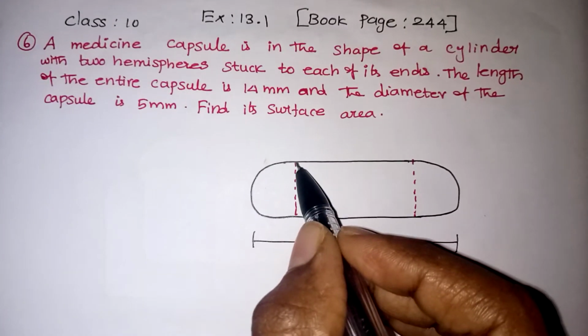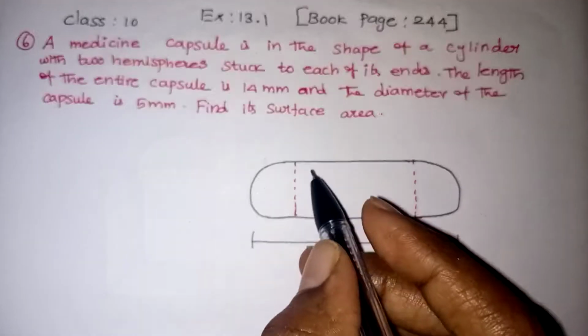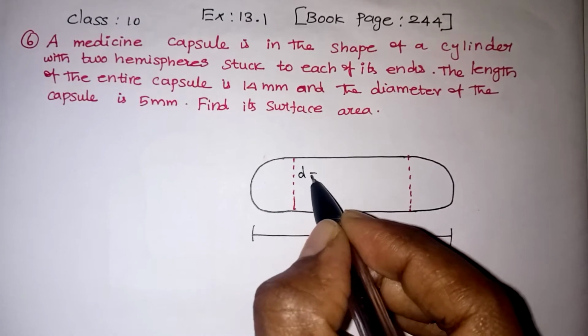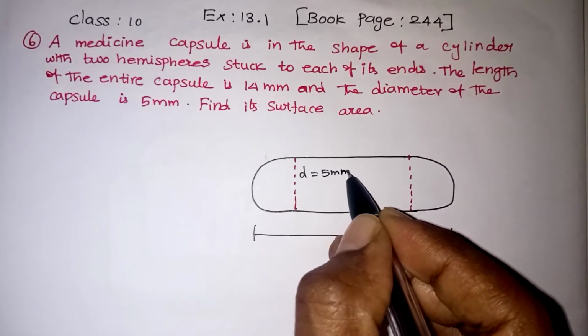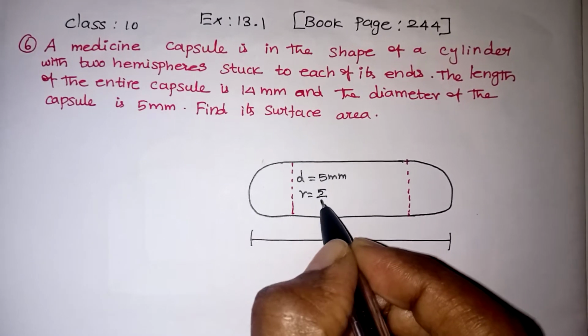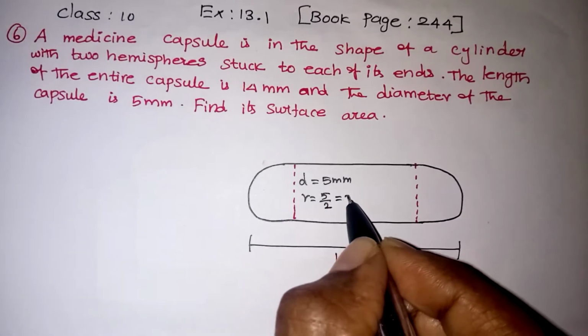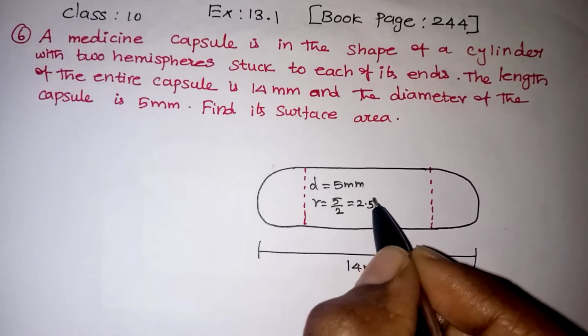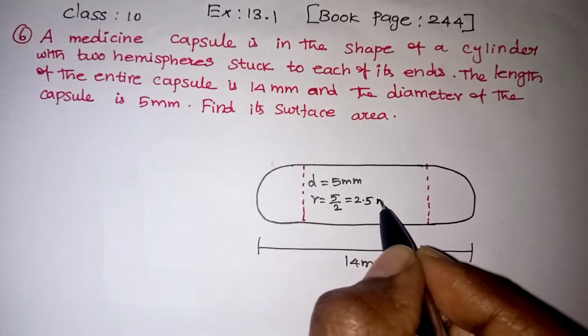The diameter means the whole width, this line is 5 mm. So diameter is equal to 5 millimeter. If diameter is 5 millimeter, radius will be 5 by 2, which we can write as 2.5. So the radius of this capsule is 2.5 millimeter.